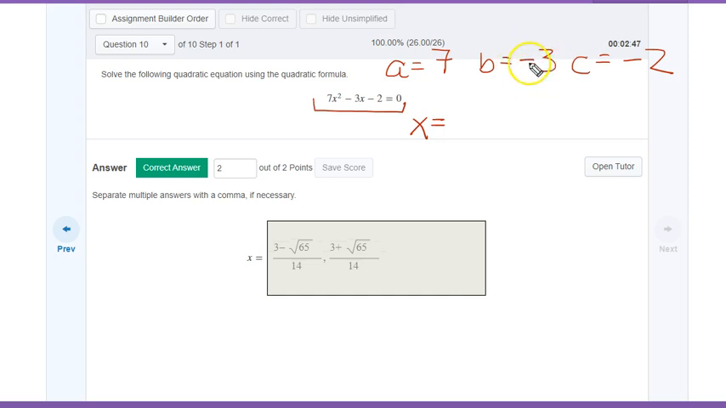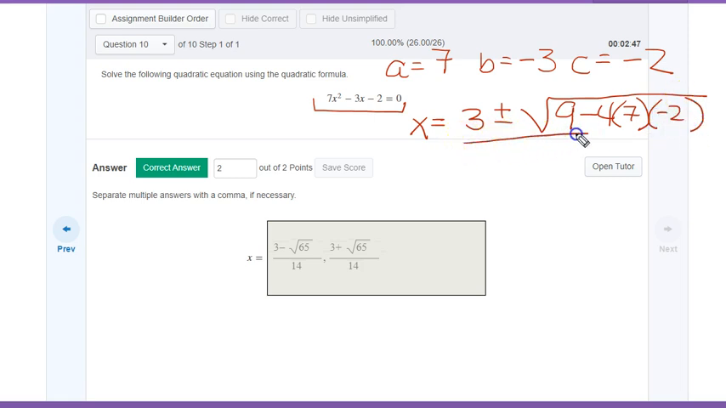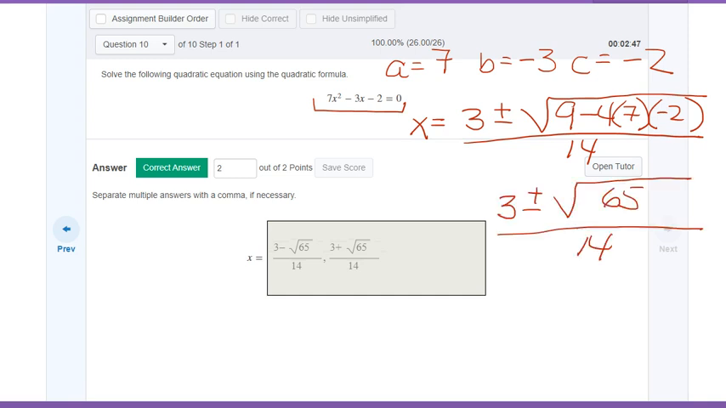Now a negative B will make this a positive 3, plus or minus the square root of b squared, which is going to be 9, minus 4 times A, which is 7, times C, which is a negative 2. And all of this is going to be over 2 times A, which is 14. So we'll give you a moment to figure this out and see what you get.